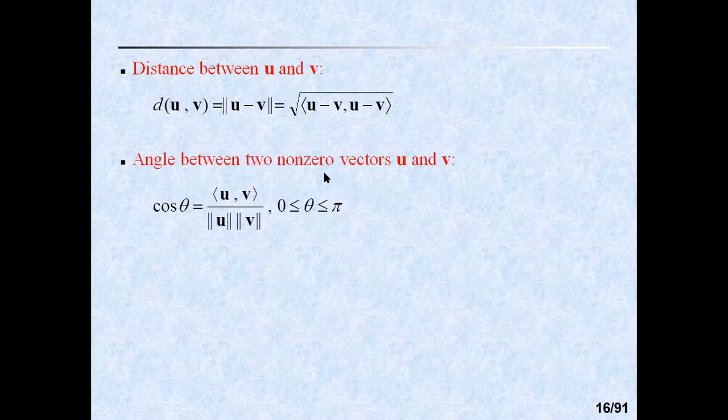How to define the angle between the two vectors U and V in the form of inner product? cos theta is equal to the inner product of U comma V divided by norm U, norm V, where 0 is less than or equal to theta, less than or equal to pi.